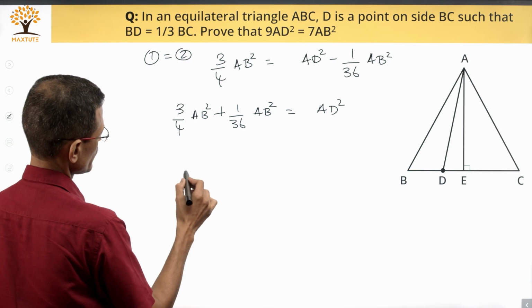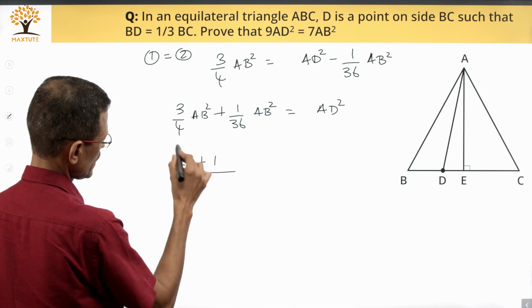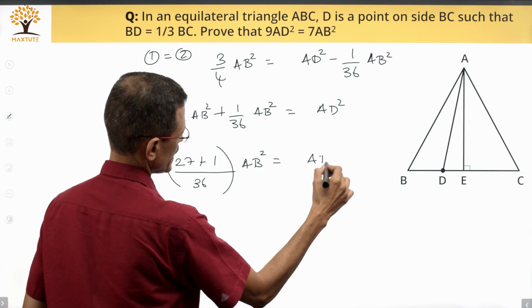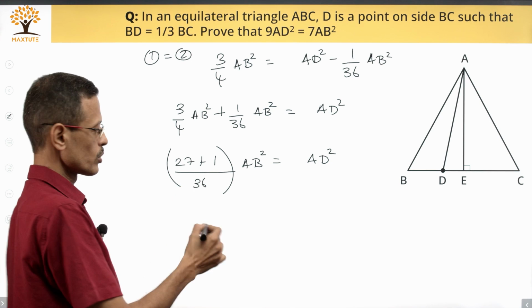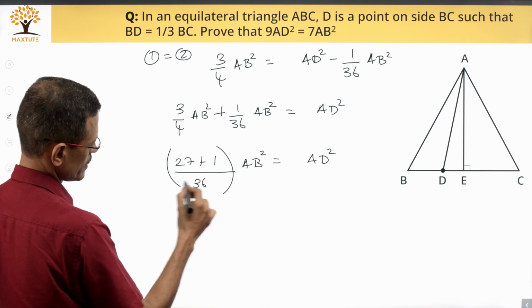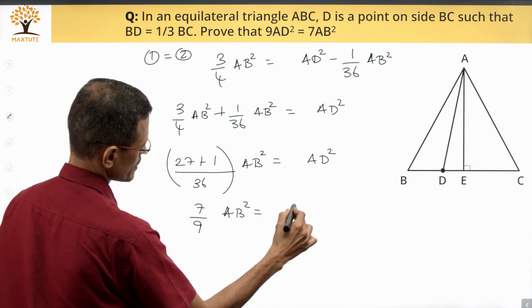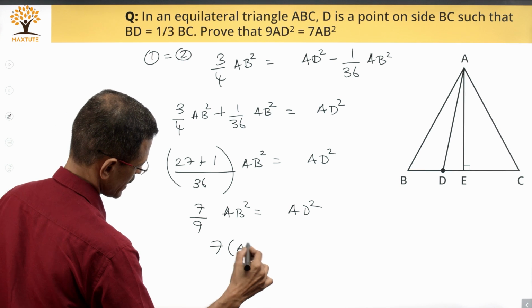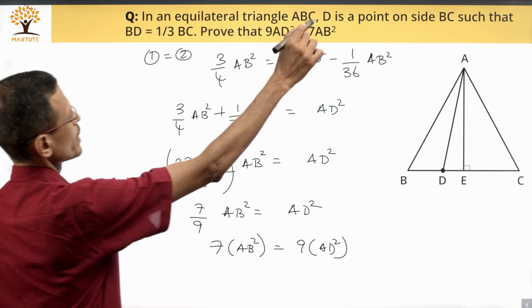36 is a common denominator, so that will make it as 9 times 3, which is 27 plus 1. 28/36 AB square is equal to AD square. 28/36. Both of these numbers are divisible by 4. 28 is 7 times 4. 36 is 9 times 4. 7/9 AB square is equal to AD square. Cross multiply this 9. 7 AB square is equal to 9 AD square, which is what we have to prove.